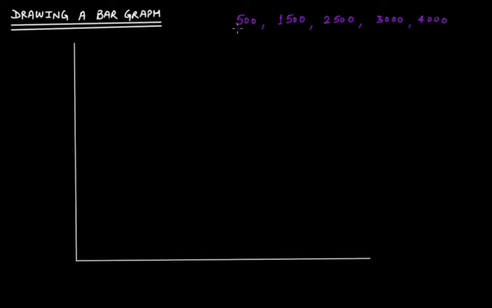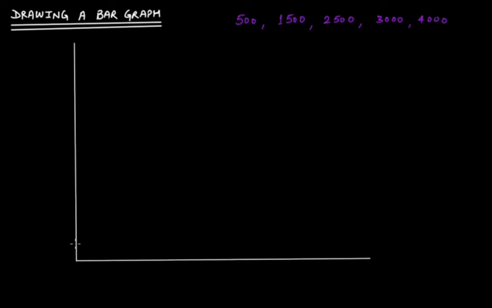Now you can see that it's 500, then 1500, then 2500, then 3000, and then 4000. Should we make our scale as of 100? No. This vertical line will be too long to plot those numbers on that particular vertical line. Then what? Can we make it 500? Yes, of course we can make it 500, and that will be very easy to plot.